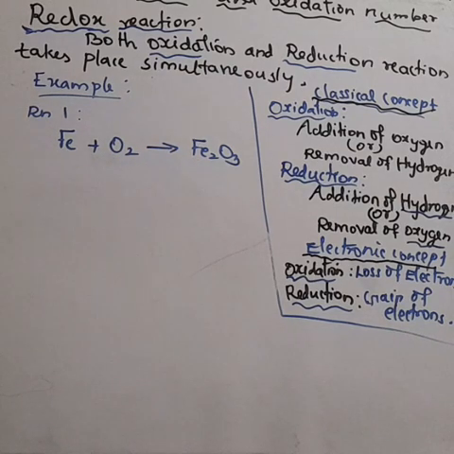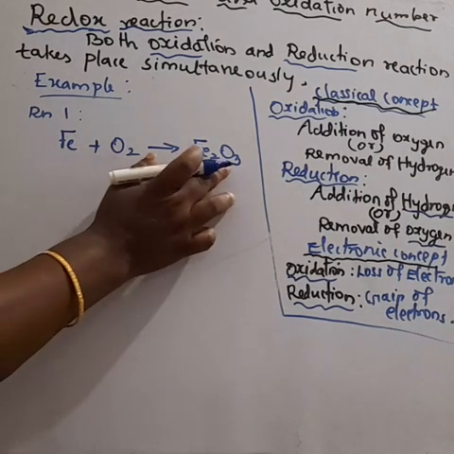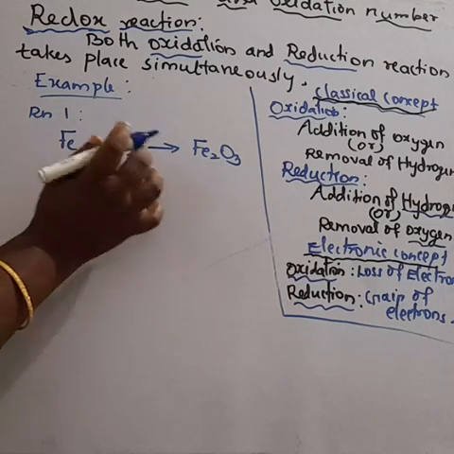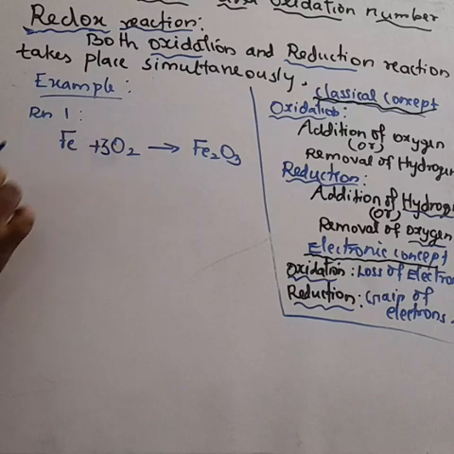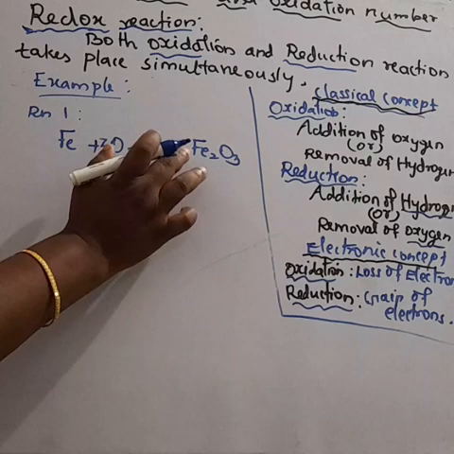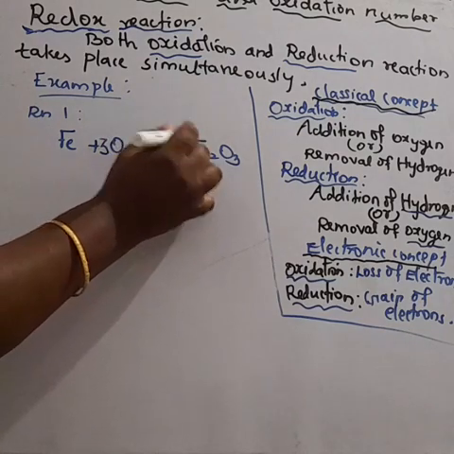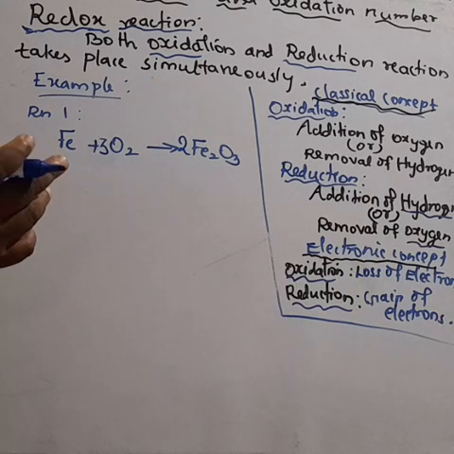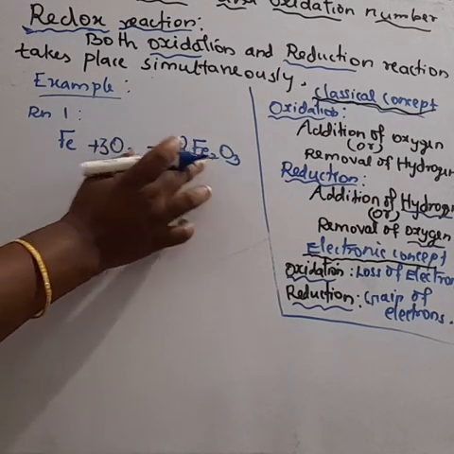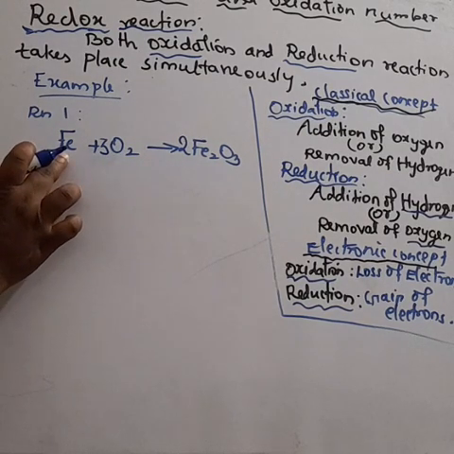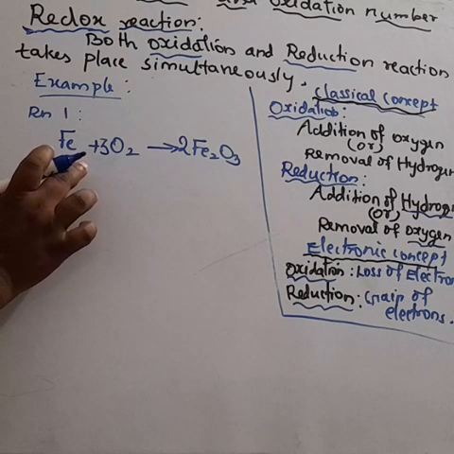We have to balance the equation here. There are 3 oxygen atoms on the product side but only 2 on the reactant side. So to balance the equation, 3 2s are 6, so we make Fe2O3 coefficient 2, and on the reactant side 3 O2 gives 6 oxygen. For iron, there is only 1 iron here, but 2 times 2 is 4 iron on the product side, so we have to make it 4.